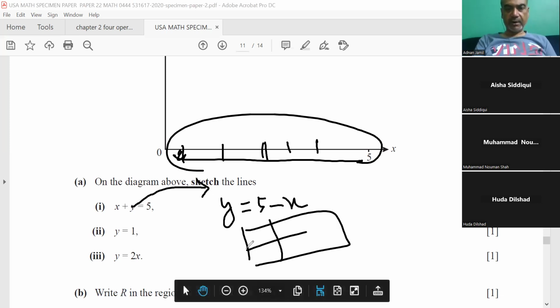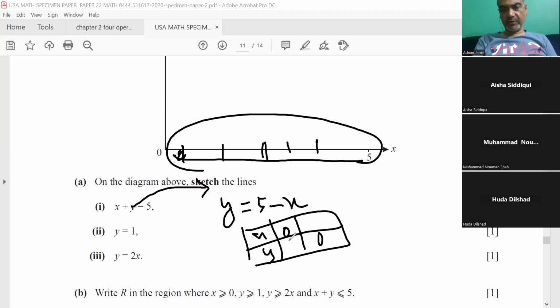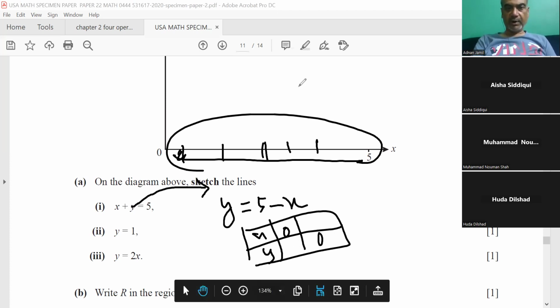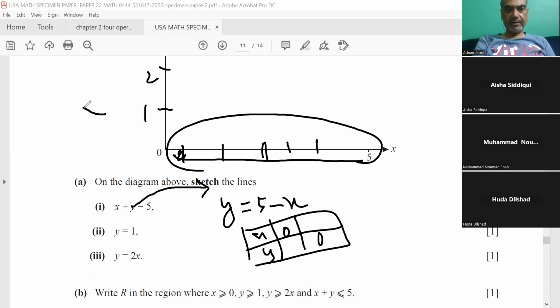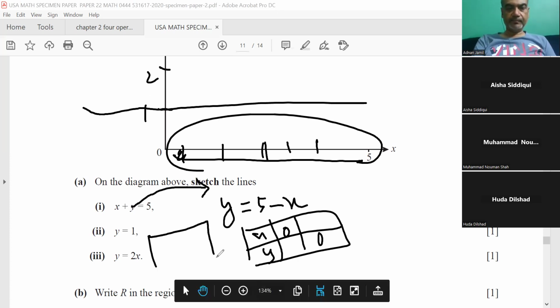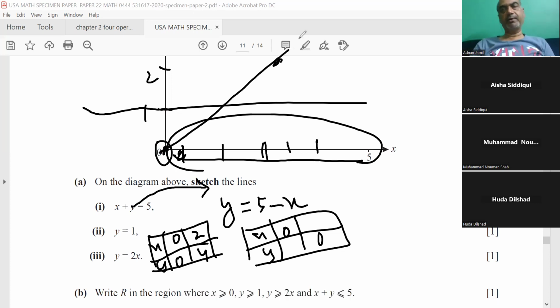Take 2 points. I always take x equals 0 and y equals 0. Once you get the points, you draw the line. y equals 1 is very simple; for example, this is y equals 1, a straight line. y equals 2x: here you have to take 2 points, for example, take 0, 0, and then take 2 and 4. Join this together, you'll get a line. This is the way you sketch the curve.